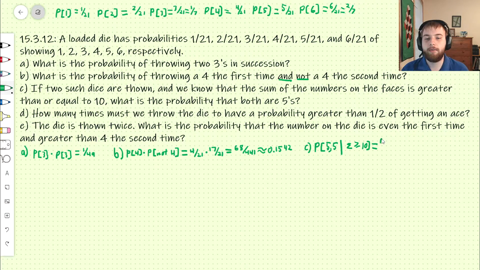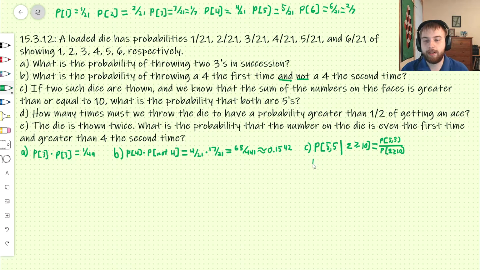So what we need to do is find the probability of getting a 5 and a 5. And what we do is we put it over the probability of the given, which is that the sum of the two is greater than or equal to 10. So let's go ahead and find these then.